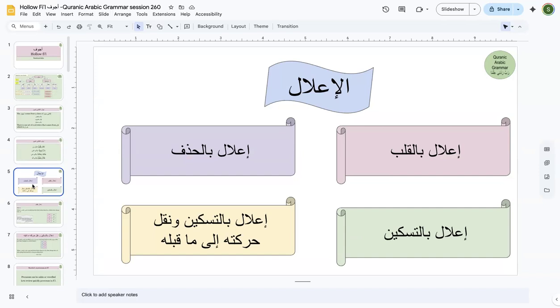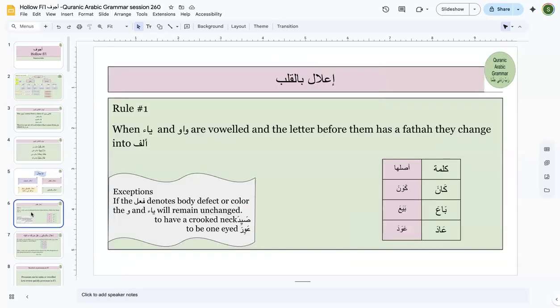You all remember? And for those of you who have been in my word to word group, we practice it very often, right? So, let's make rule number one. Let's put the rules into numbers. Because now we are going to essentially only talk about I'lal, right?